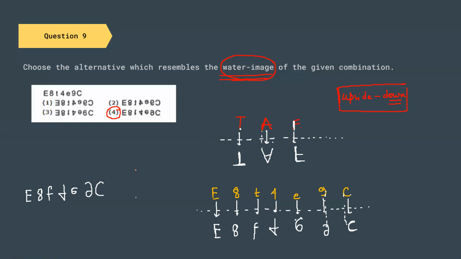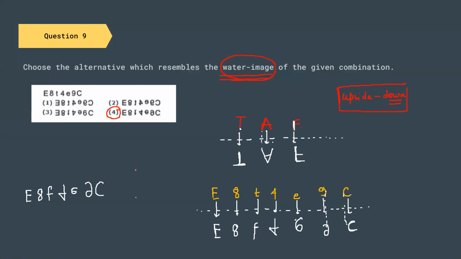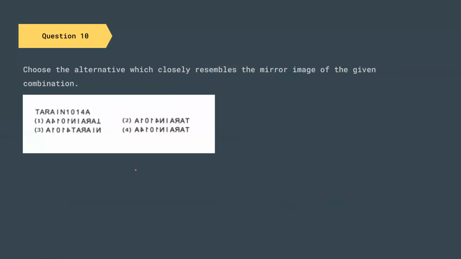So using this similar concept, let us go to the next question where we will be dealing with the mirror image. Choose the alternative which closely resembles the mirror image of the given combination. So let us look into the mirror image.